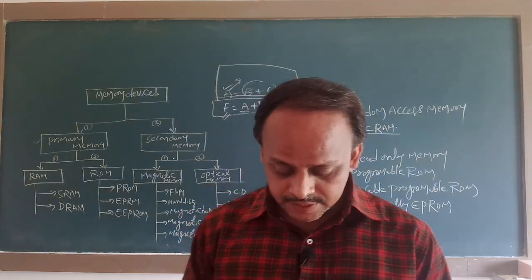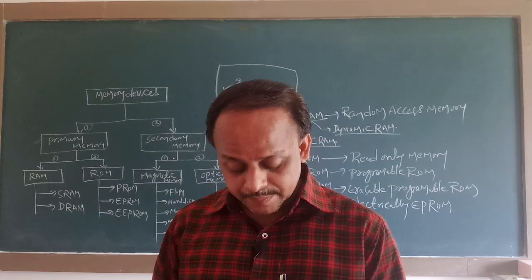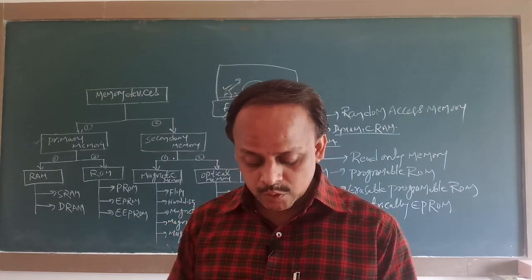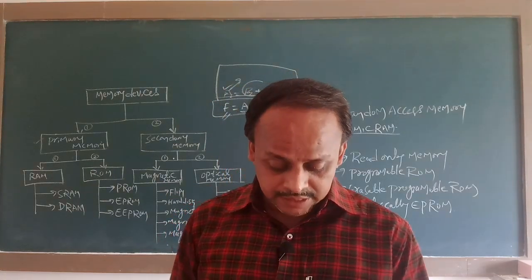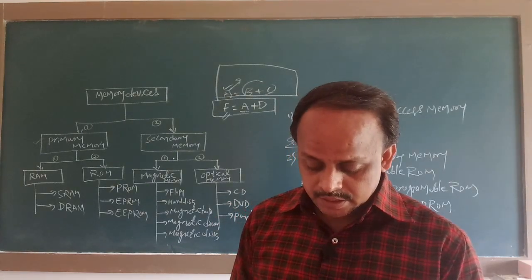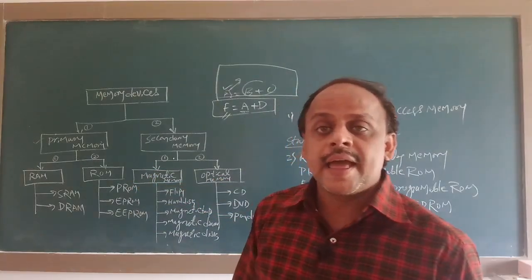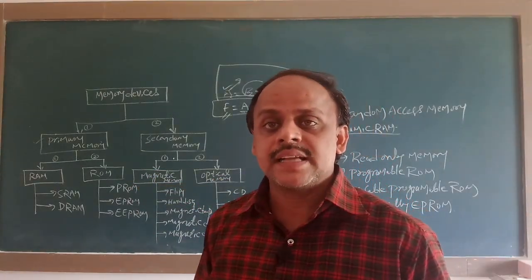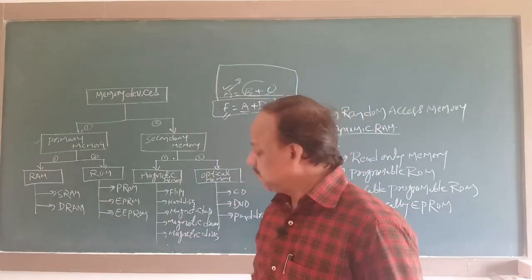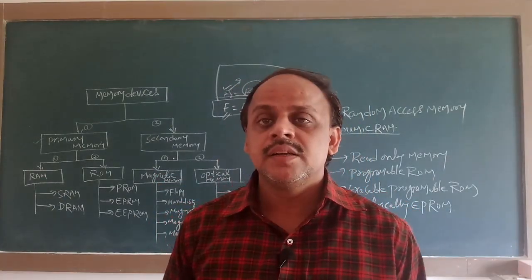And he says that data and instructions stored in primary memory will be erased when power goes off. In primary memory, we have two types, named RAM and ROM. RAM stands for random access memory and ROM stands for read-only memory, right?